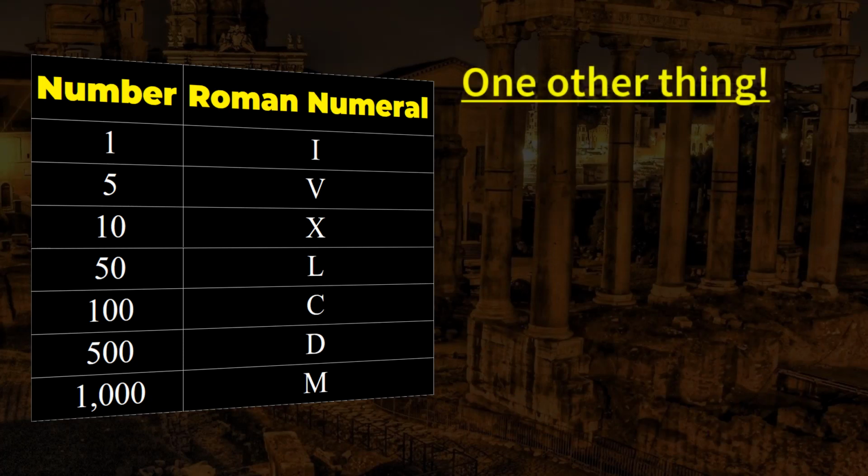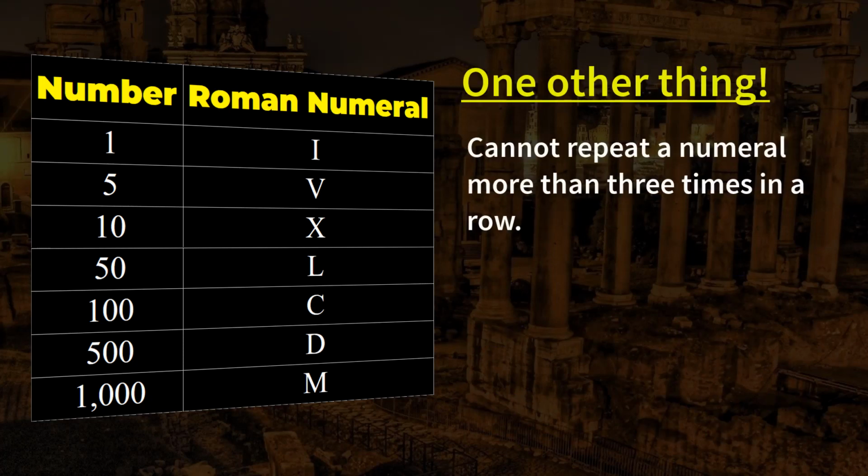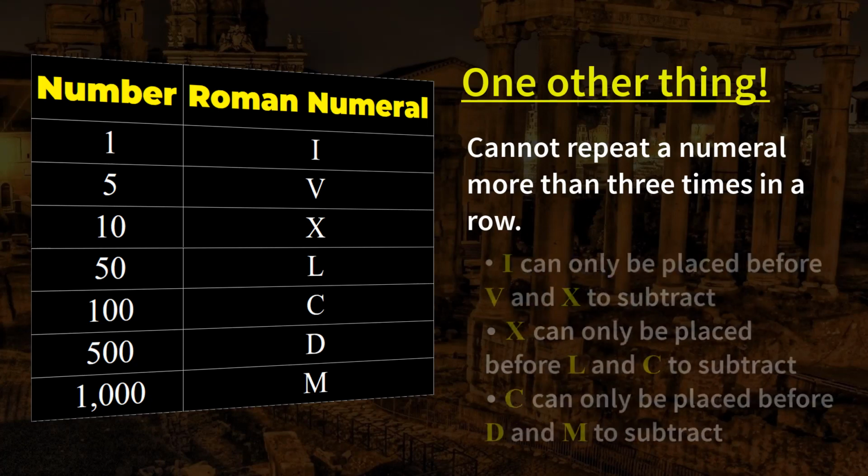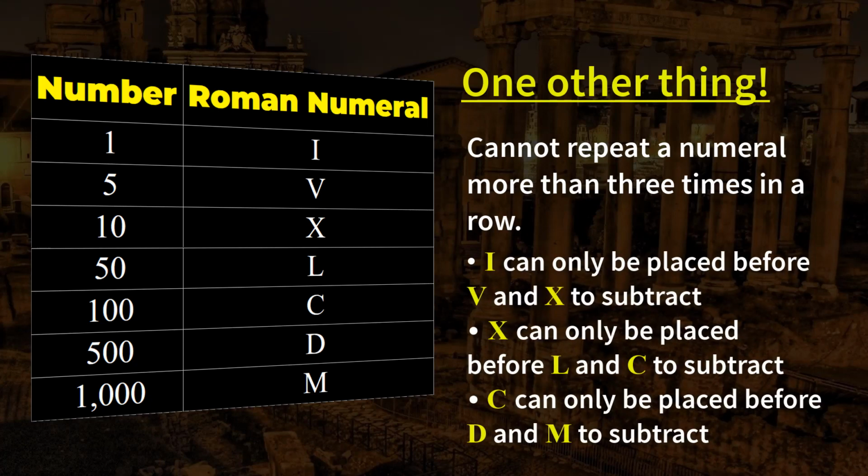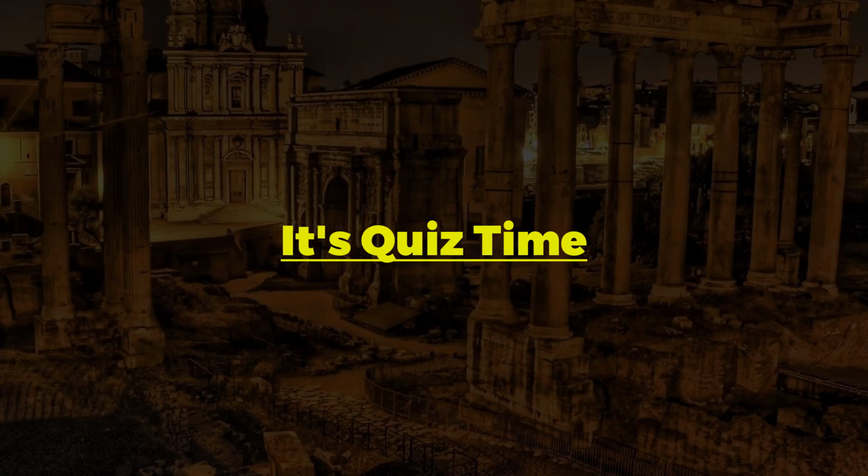Before I have you test your knowledge, there's one other thing to keep in mind. When writing Roman numerals, you cannot repeat a numeral more than 3 times in a row. For example, 4 cannot be written with 4 I's in a row. Instead, you would need to write IV, as we discussed. And on that note, I can only be placed before V and X to subtract. X can only be placed before L and C to subtract, and C can only be placed before D and M to subtract. That being said, you should now be ready for the test.